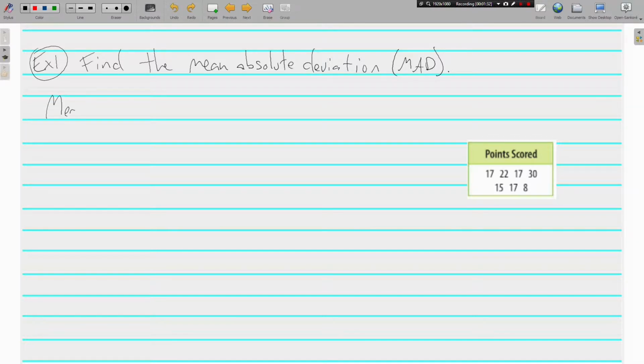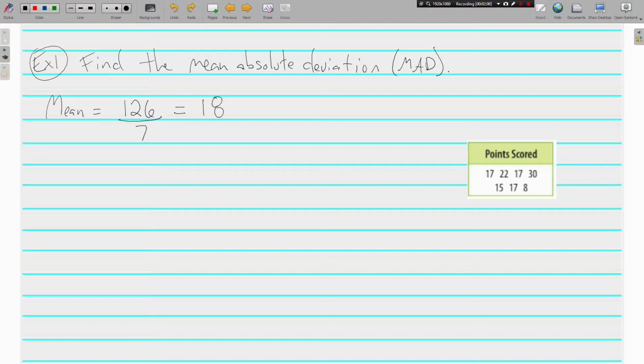Alright, so we add everything together. 17 plus 22 plus 17 plus 30 plus 15 plus 17 plus 8. I did it ahead of time. I got 126. Double check me in the calculator if you want. Maybe I'm wrong. It's happened before. Then we divide by 7 because there are 7 points of data that we just added. 126 divided by 7 gives us a mean of 18.